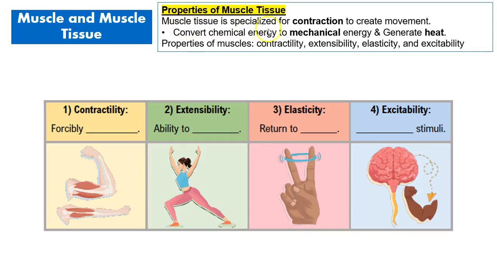So muscle tissue is specialized for contraction, and the goal is to create movement. And what does that actually mean? That means at the tissue level, muscles are the only tissue that can move. We're not talking about the cellular level, because there are more things that can move at the cellular level. But at the tissue level, muscles are the only tissue that can move. And muscles move in one way. They shorten or contract with force.